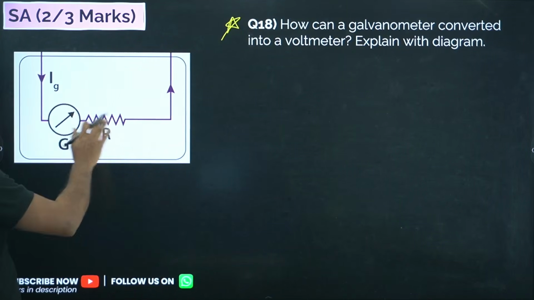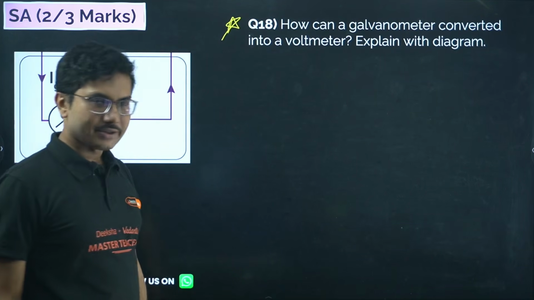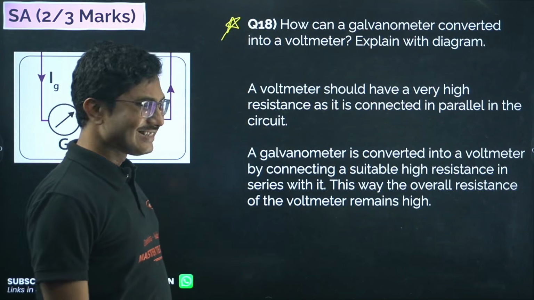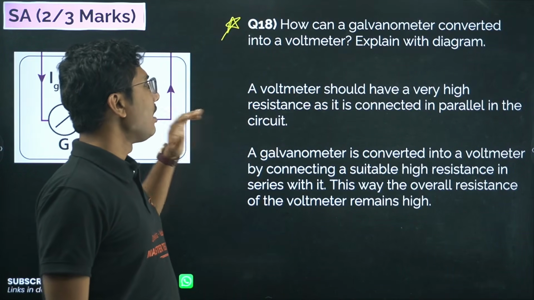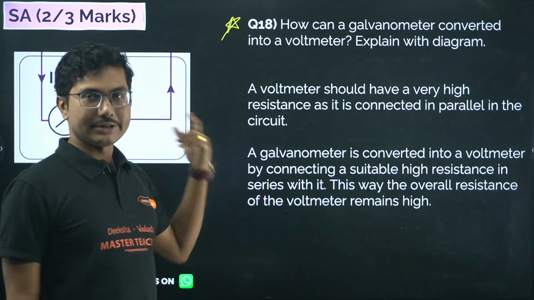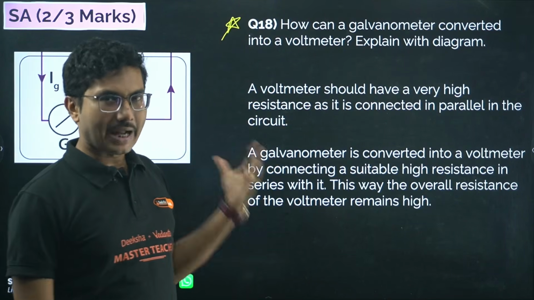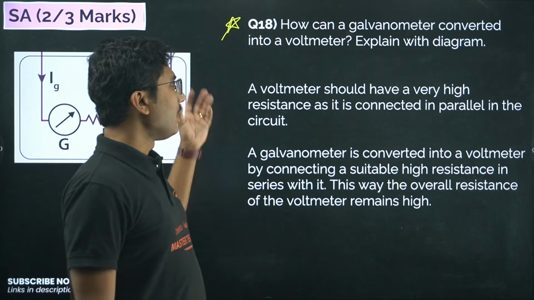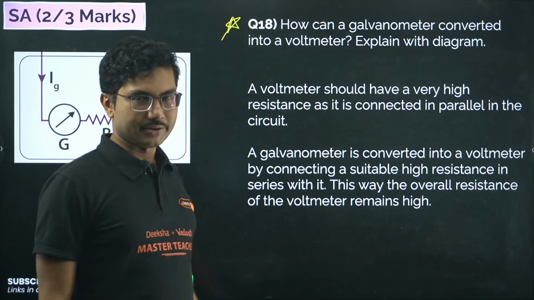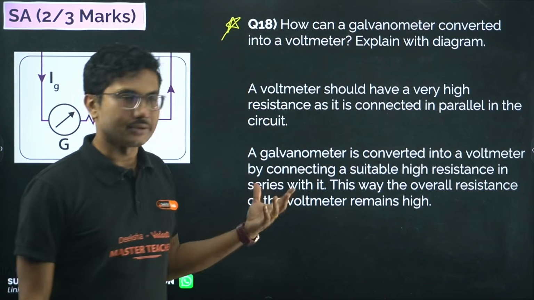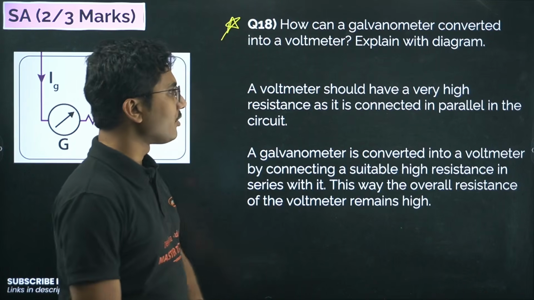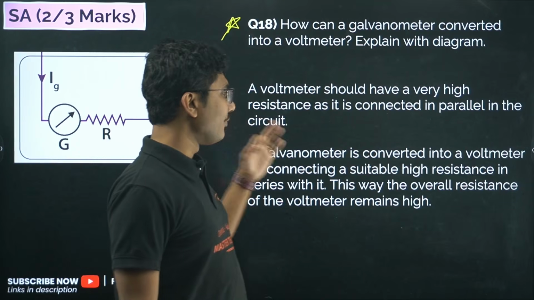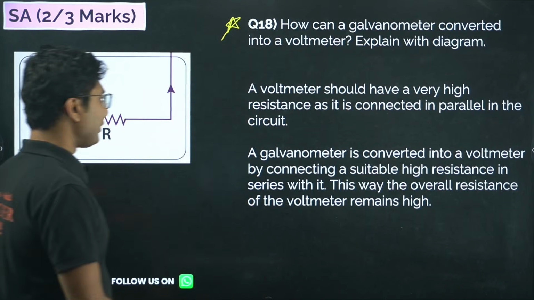Galvanometer to voltmeter conversion is done by applying a high resistance in series. But first you have to mention that a voltmeter should have a very high resistance as it is connected in parallel in the circuit. Because it is connected in parallel, it should have a very high resistance, otherwise the overall balance of the circuit will deviate. An ideal voltmeter should have infinite resistance. A practical one should have a high resistance. A galvanometer is converted into a voltmeter by connecting a suitable high resistance in series with it. This way the overall resistance remains high.